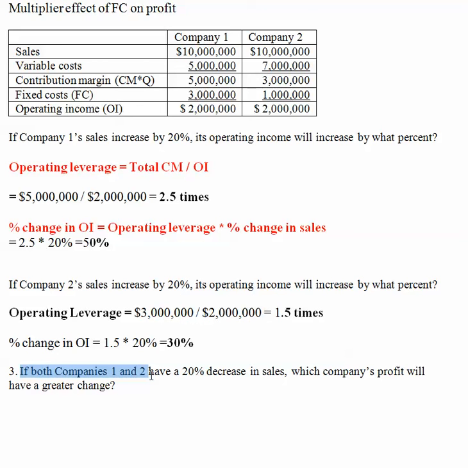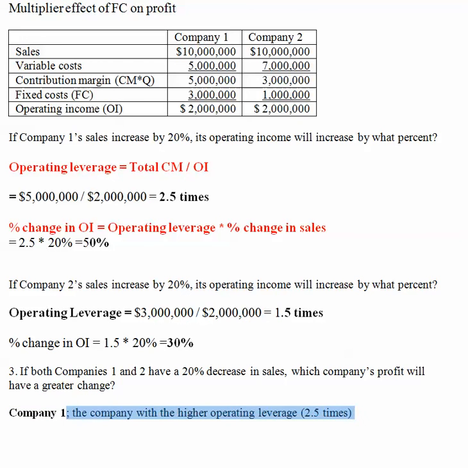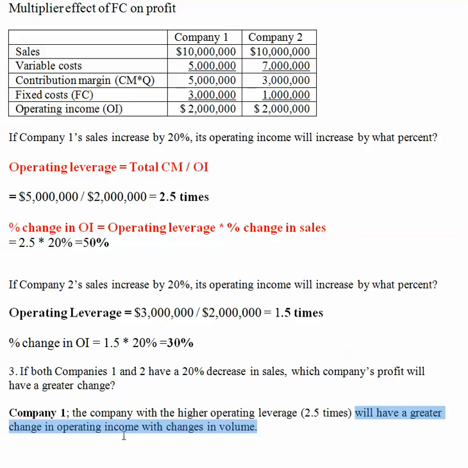But remember, it's a risky thing, that fixed cost, because if you have a decrease in sales, it's got a multiplying effect in the opposite direction. So that company 1 would be the riskier company. It would have the greatest fall in profits with decreases in sales because it has the higher operating leverage. So it's going to mean that your percentage change in operating income will be more significant than the percentage change for company 2 because of the leverage.